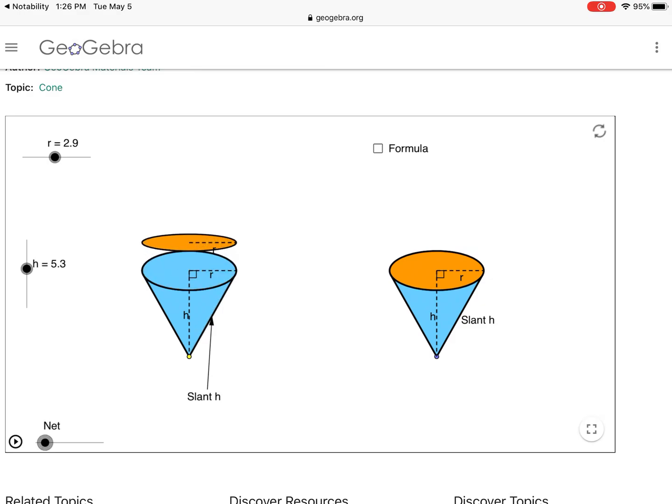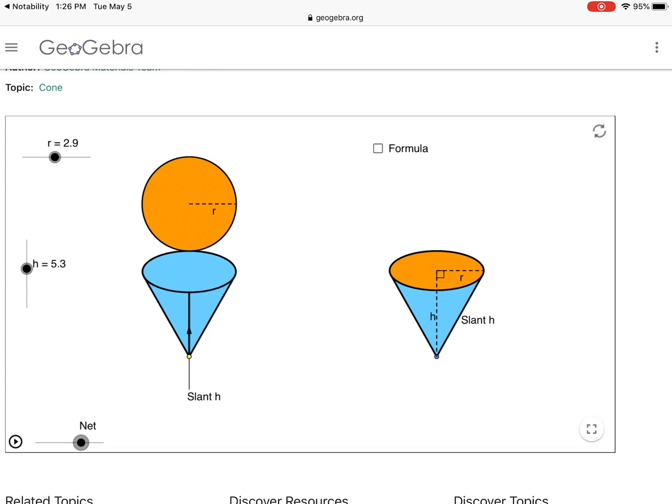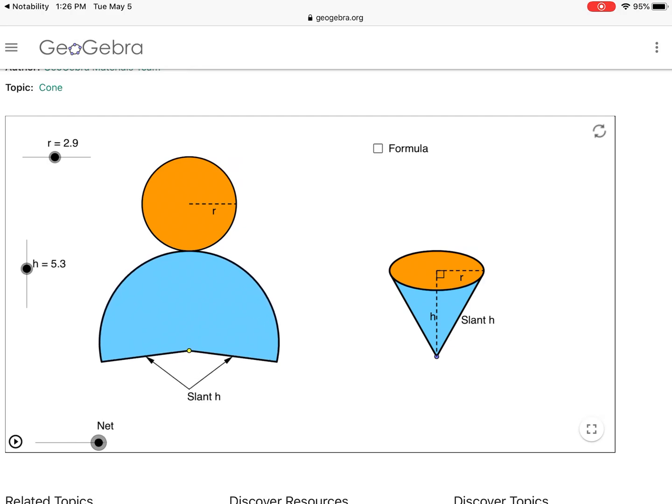As we look at this net and we start to unfold it, we can see that the circular base is obviously going to be one piece of the net. But then when we take the cone shape and we spread it apart, notice that that slant height, which is going down all the different edges of the cone, is going to open up. And now that slant height becomes almost the radius of this sector.